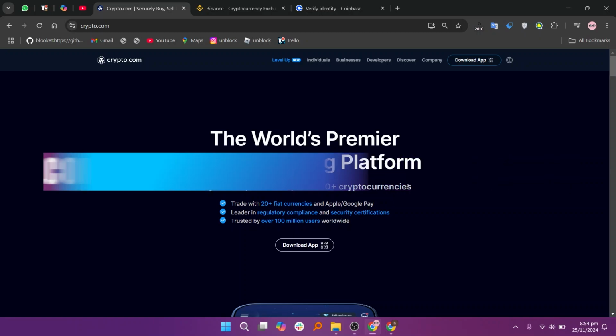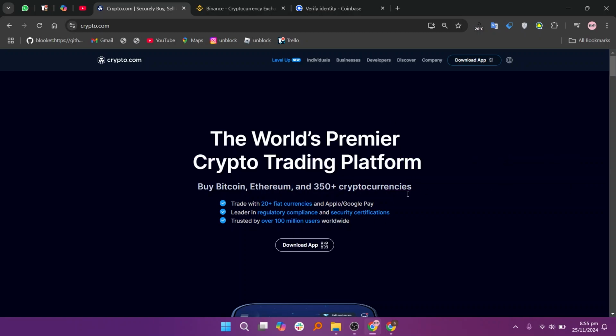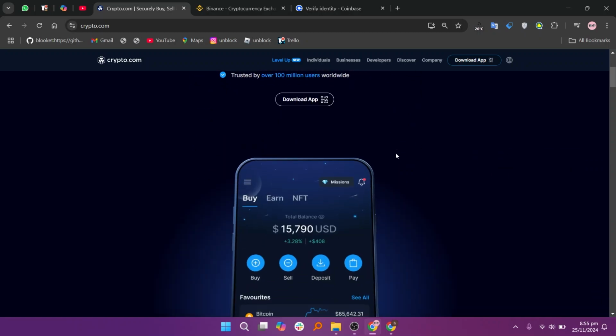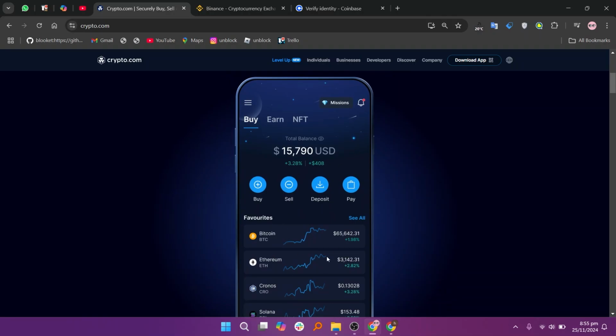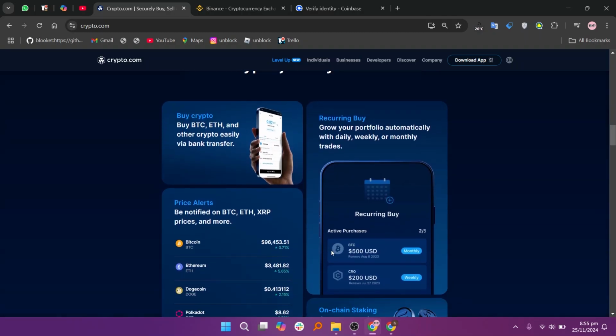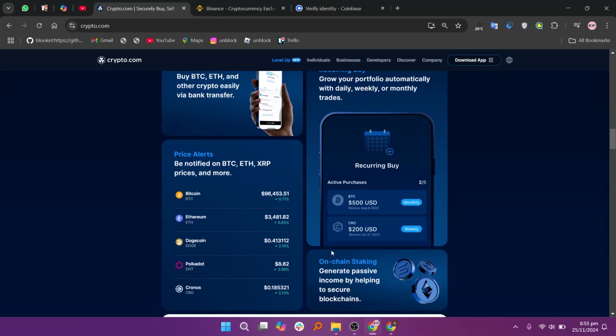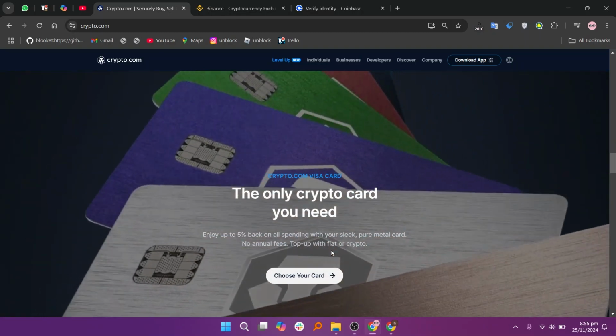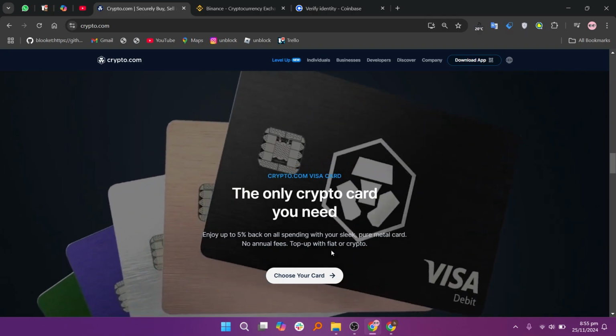Crypto.com, Binance, and Coinbase are popular cryptocurrency platforms, but they suit different types of users. Crypto.com offers a wide range of features like staking, lending, and crypto debit cards. It's great for earning rewards and spending crypto in real life, but its interface can feel overwhelming for beginners.